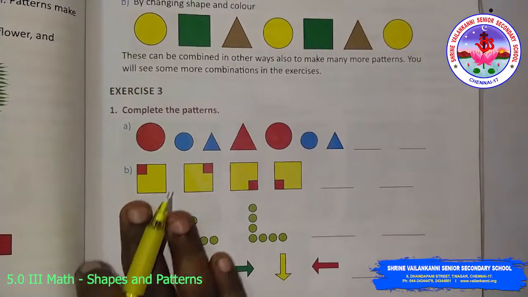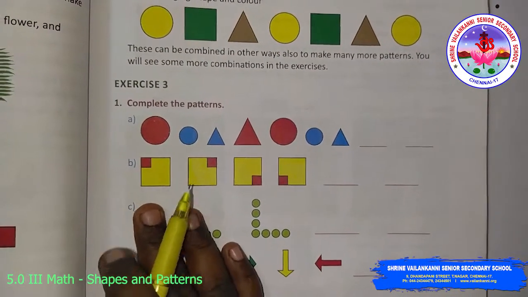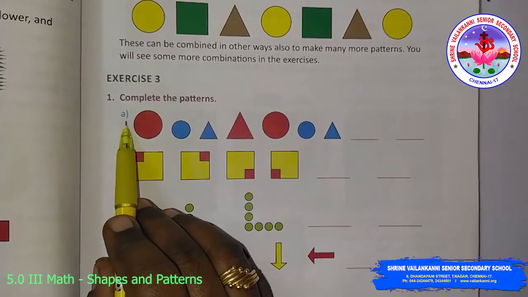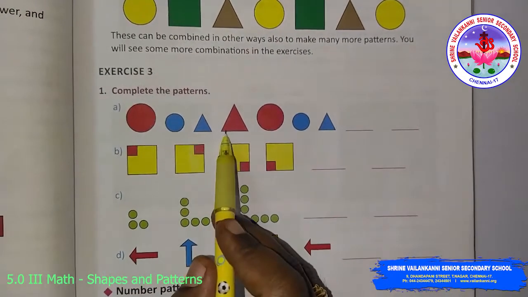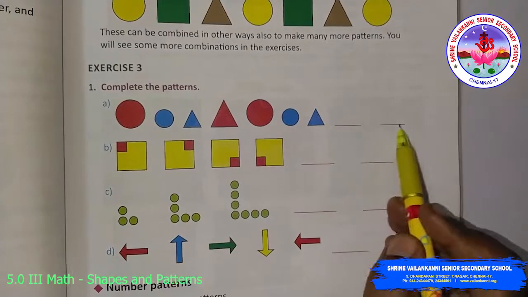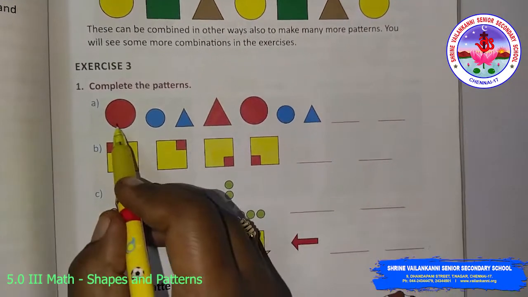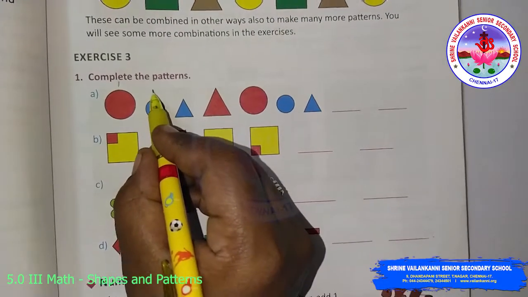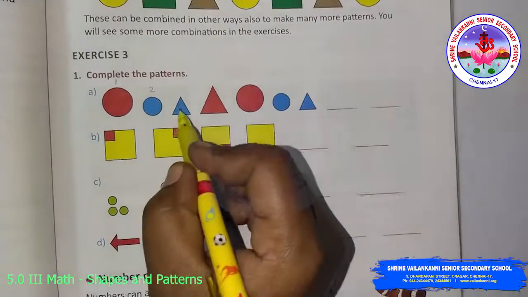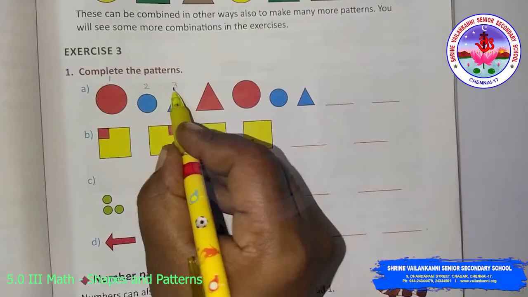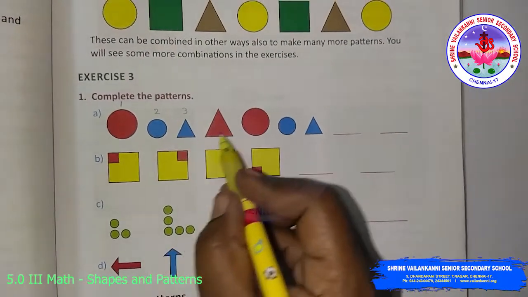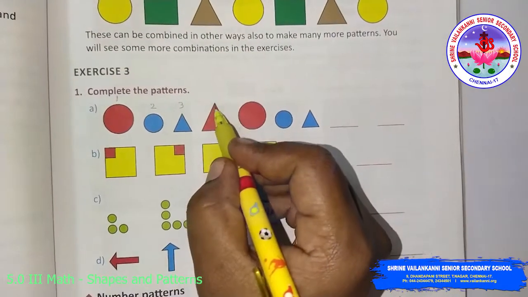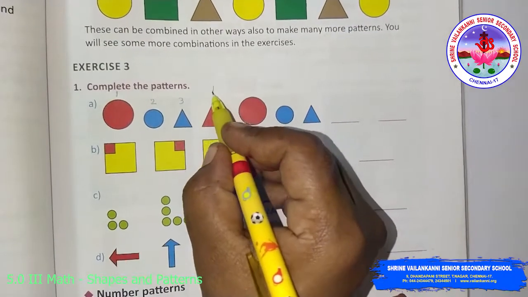Next we are going to see patterns. Under this, the first question I am taking, we are going to observe the given pattern and complete it. First, a red color circle is given. Second, a small blue color circle. Third is a small blue color triangle. And the fourth one is a slightly bigger red color triangle.